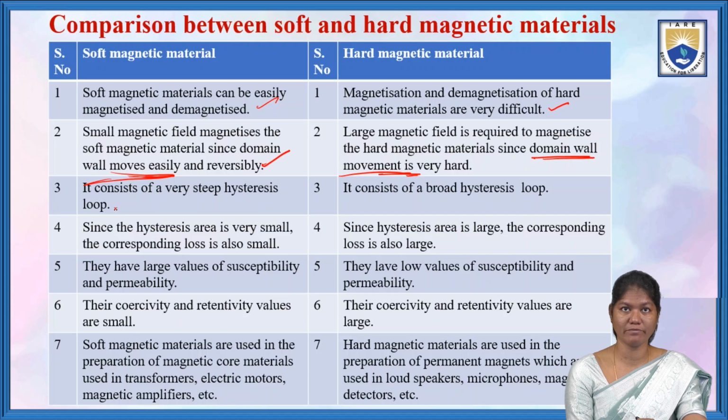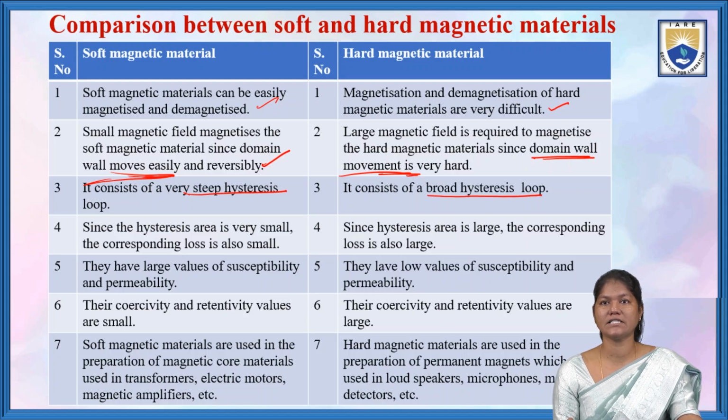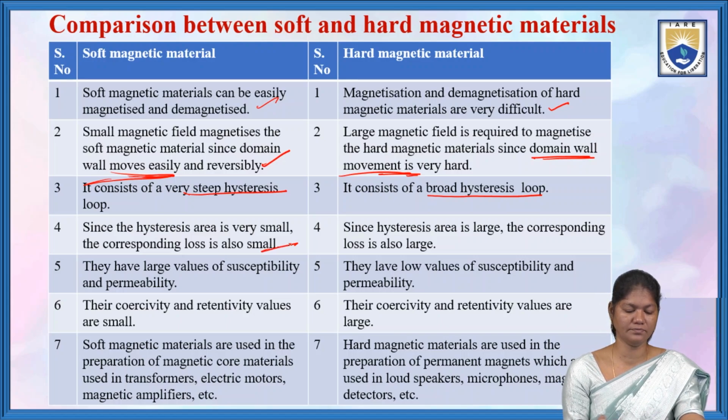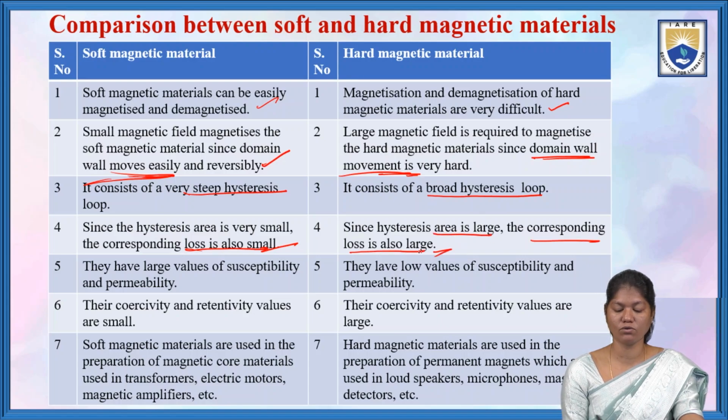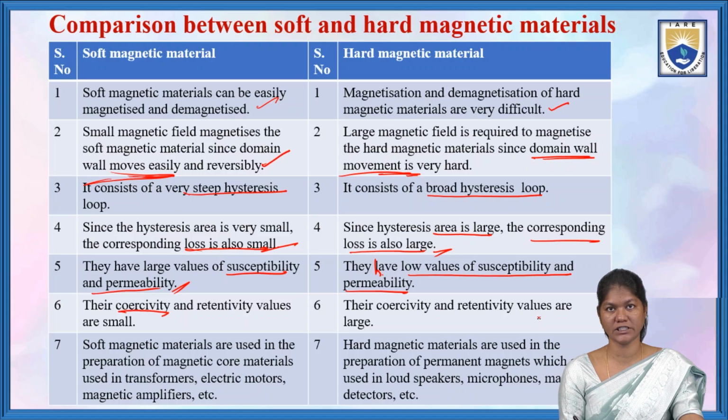Soft magnetic materials consist of a very steep hysteresis loop, whereas hard magnetic materials consist of a broad hysteresis loop. In soft magnetic materials, since the hysteresis area is very small, the corresponding loss is also small. In hard magnetic materials, the area is large, so the corresponding loss is also large. Soft magnetic materials have large values of susceptibility and permeability, whereas hard magnetic materials have low values of susceptibility and permeability. Soft magnetic materials' coercivity and retentivity values are small, whereas they are large in the hard magnetic materials.